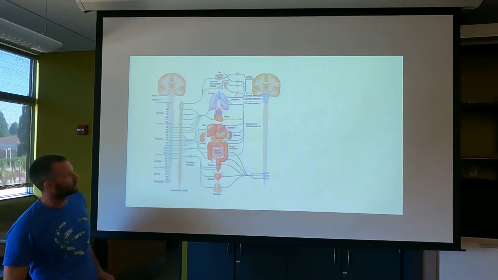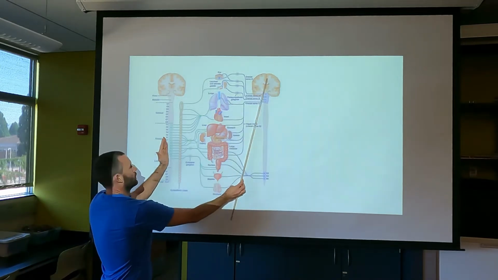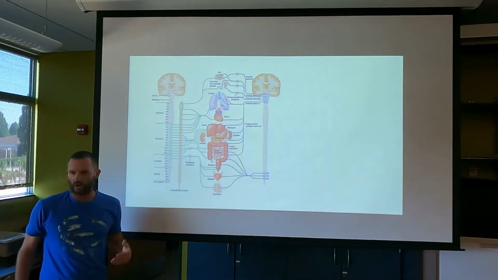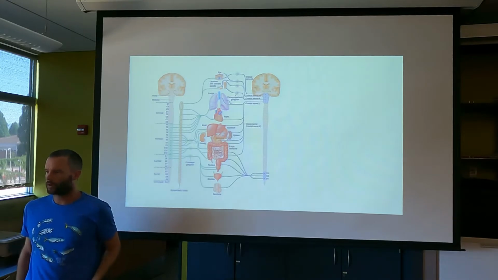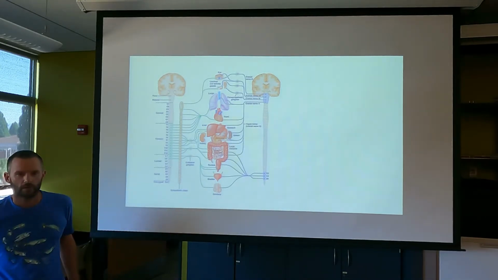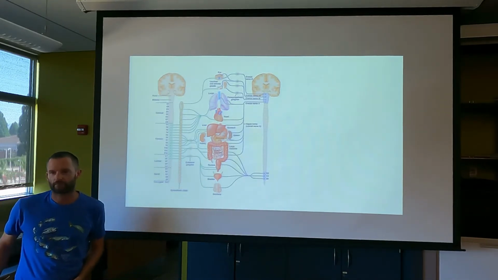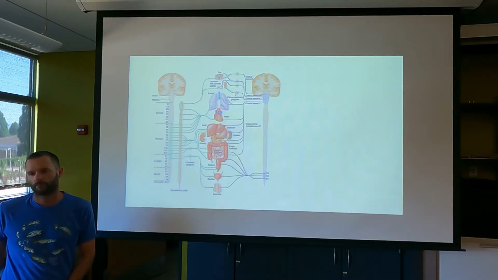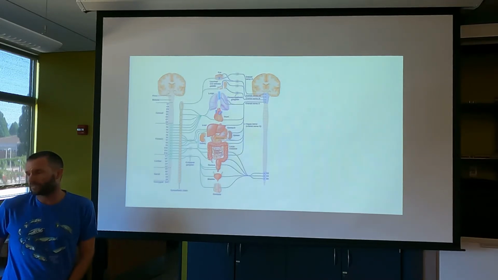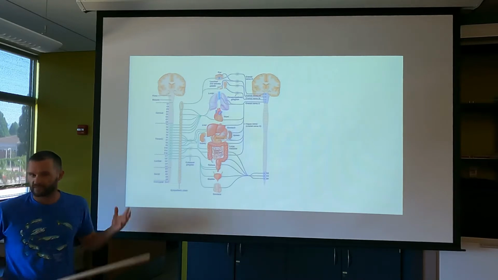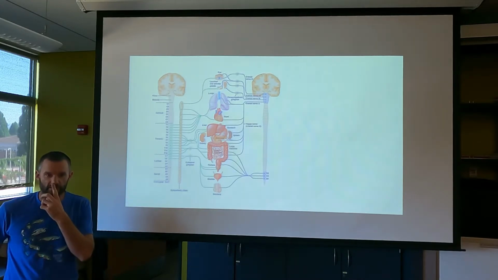And my question to you is, what are these neurons that are represented here? What are they part of? What is this diagram ultimately representing? What are we looking at here? The para and the sympathetic. We're looking at the autonomic nervous system. This is the autonomic nervous system.